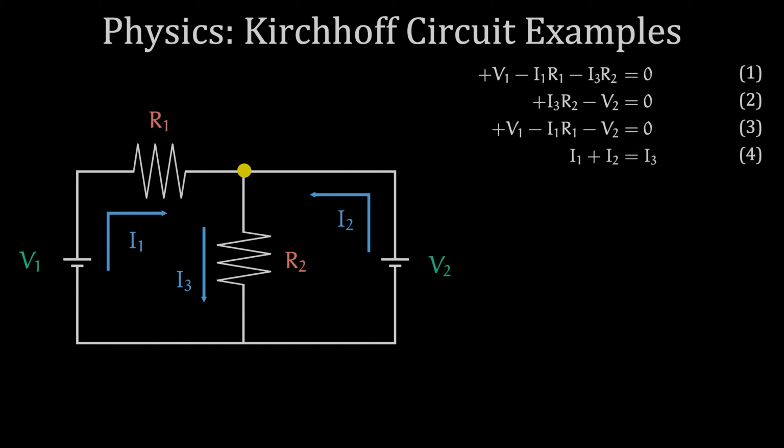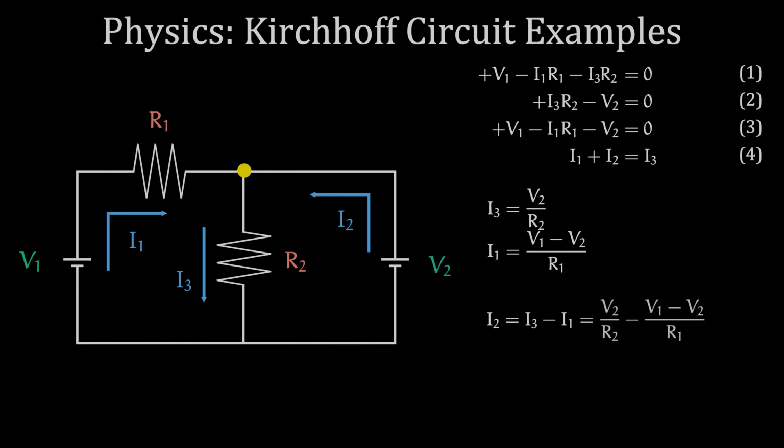Starting with our second equation, I'll solve for current I3. Then, using the third equation, I'll solve for current I1. Finally, I use the fourth equation, the one from the junction rule, to solve for current I2, and substitute in for currents I1 and I3 with what we found above. Simplifying with algebra, we find this final expression for current I2.